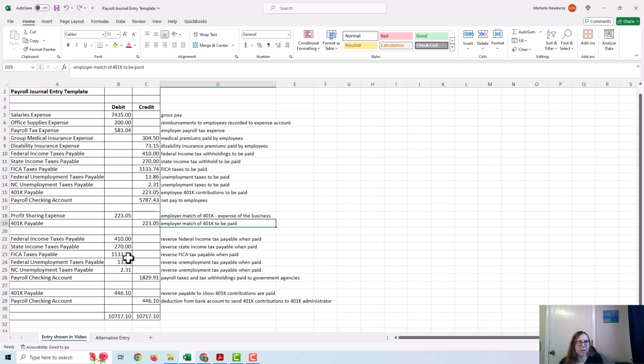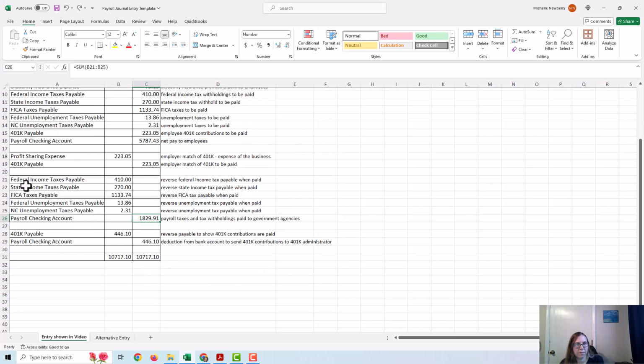And then as those withholding taxes and FICA taxes are paid, you would want to reverse the payable or do the opposite. So when it's owed, like for example, federal income taxes, when it's owed, you do a credit, but when you're paying it off, you do a debit, which is the opposite. So the credit and the debit subtract from each other and zero each other out. And that would be for all the taxes.